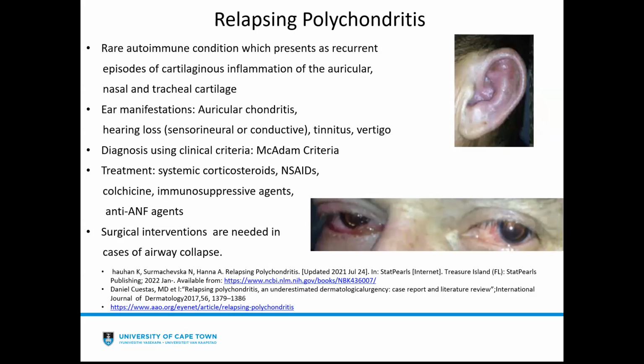Surgical intervention is really only reserved for patients who have airway collapse that requires either balloon dilatation, a tracheostomy, or some form of laryngotracheal reconstruction. But the mainstay of treatment for these patients is medical. So that's a bit on the differential diagnosis for auricular perichondritis and some conditions to think about when you are presented with a patient like this.